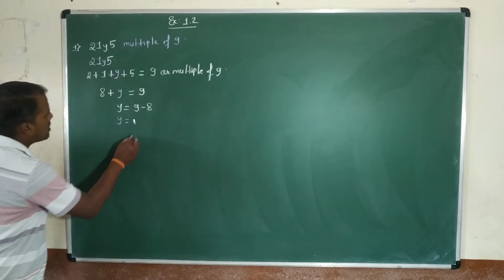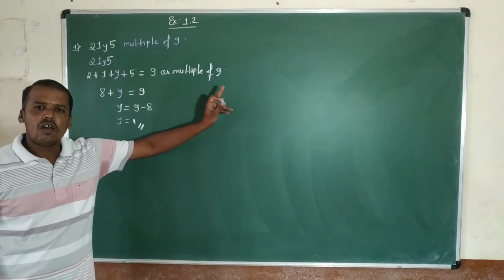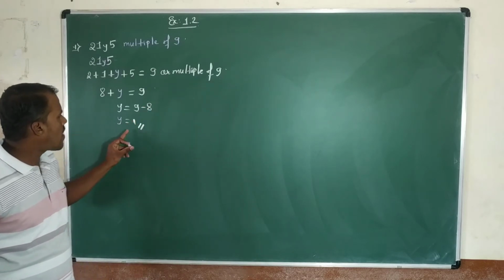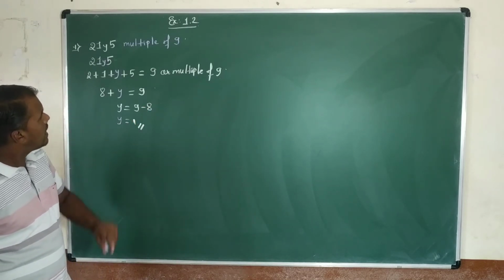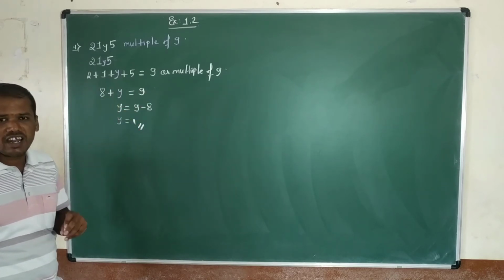You write y is equal to 1, or you can write y is equal to 10, or y is equal to 90, in this way. Means if I write 9, y is equal to 1. If I write 18, then 18 minus 8 is 10.